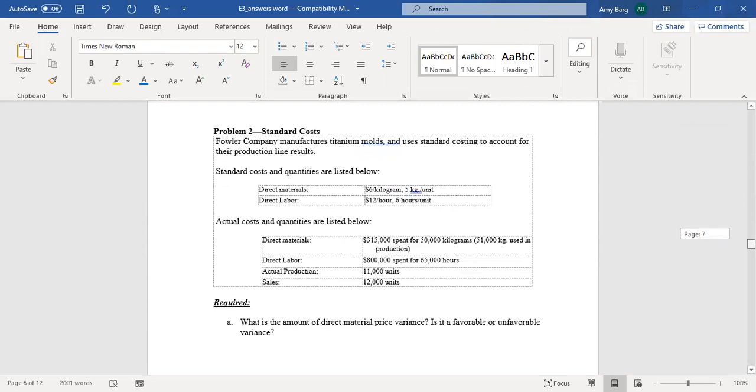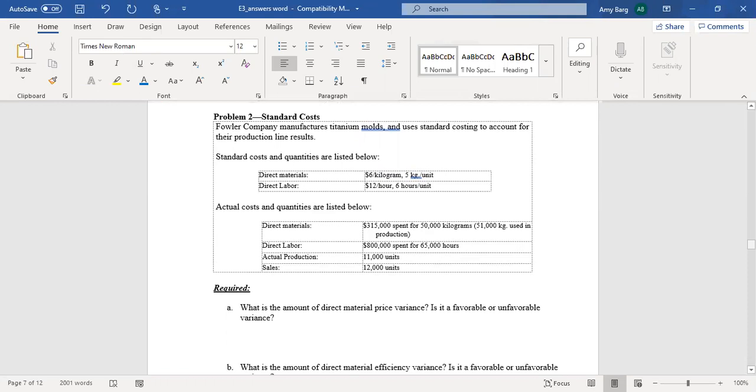Problem 2 is about standard costs and variances, and these aren't too bad, but there are two ways of doing it. There was the way that I learned how to do it, and then the way I learned this year because that's how your book did it. I can show you both ways. I guess it just depends on which way you like better.